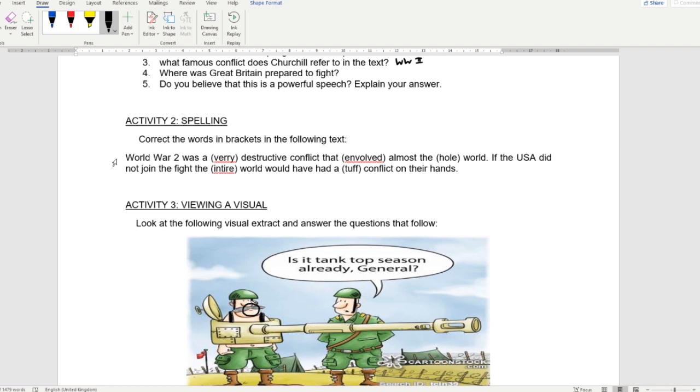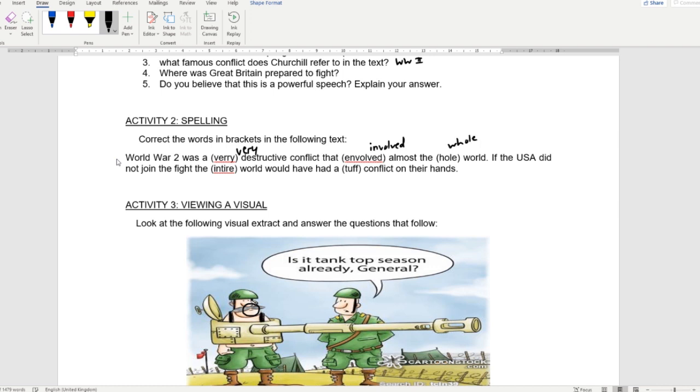We get on to activity 2, which is spelling. Correct the words in brackets in the following text. So World War II was very, as you should know, very spelled with only one R. Very. Destructive conflict, that involved. It actually starts with an I here. There we go. Almost the whole.